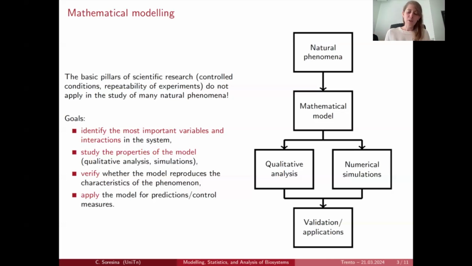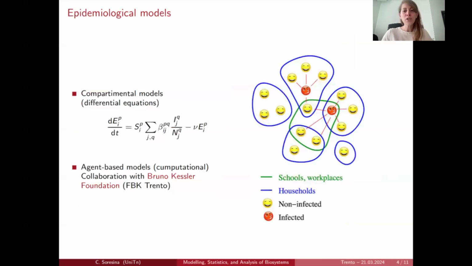Some possible applications are, for instance, in epidemiology. In this case, we can have different formulation of the model. For instance, you may consider compartmental models. So you divide your population into different compartments and you write down differential equations that describes the behaviors of the individuals. There is also another approach, more computational approach, called agent-based models. And I want to mention in this case the Bruno Kessler Foundation. They are very strong in this sense.